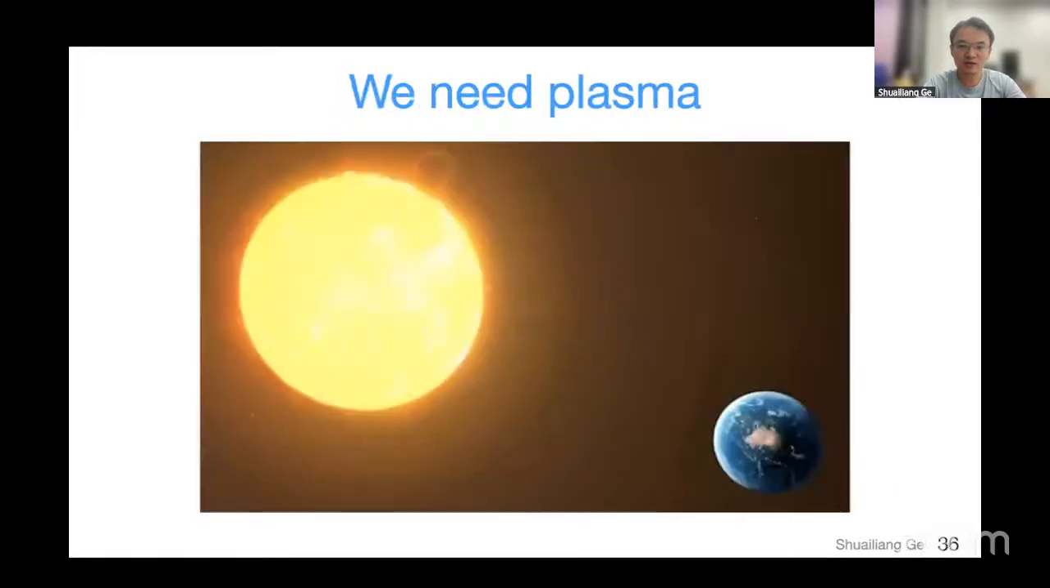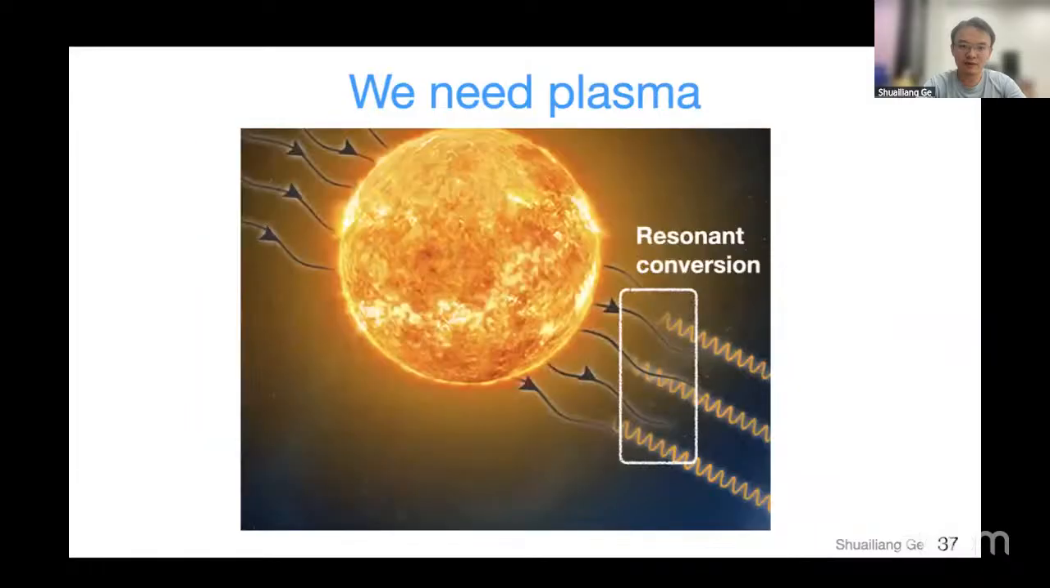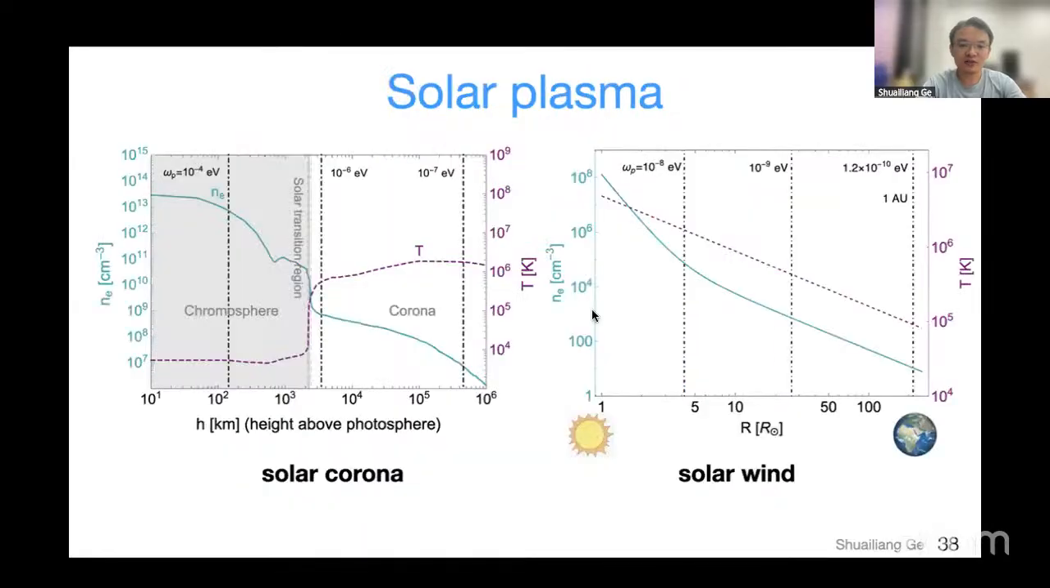A good source of plasma is just the sun. And the picture is that when the dark photon dark matter passes through the sun, in the plasma environment there is a chance for them to resonantly convert into photons if the mass of the dark photon matches the plasma frequency.